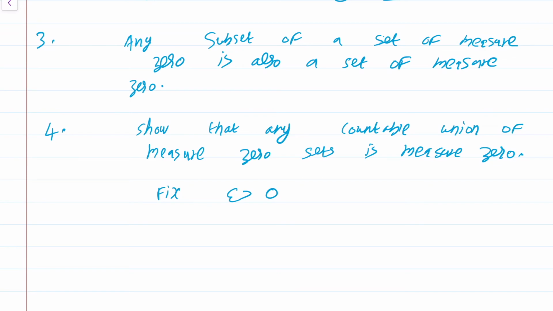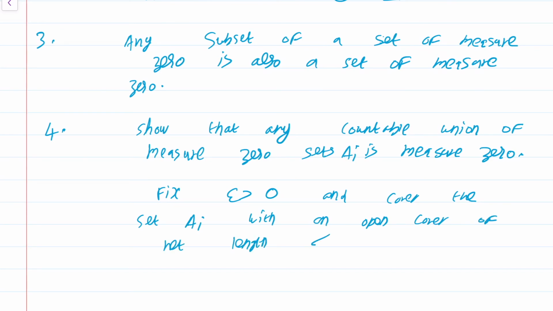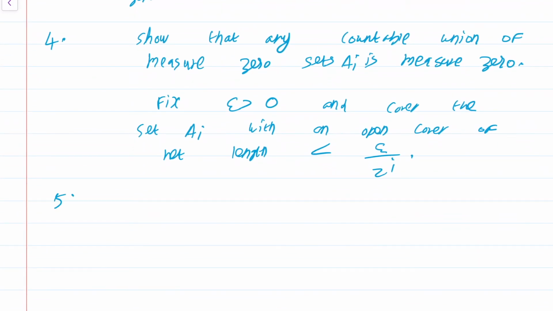This is exactly like the countable set case. In fact, this example subsumes the countable set case. Okay, so fix epsilon greater than 0 and cover the set Ai. So any countable union of measure 0 sets Ai is measure 0. So cover the set Ai with an open cover of net length less than epsilon by 2 power i. This will give you the desired result. Okay, so this is just elaborating the details. The key idea is already subsumed in the proof that a countable set is a set of measure 0.